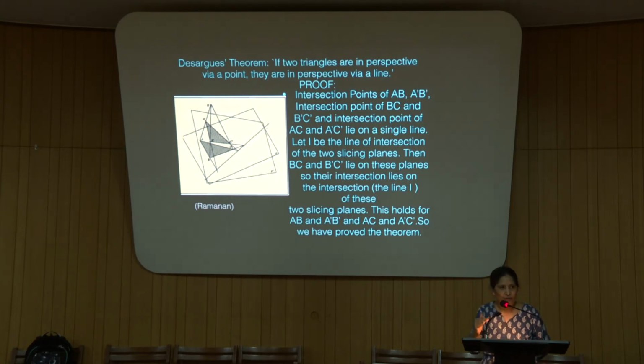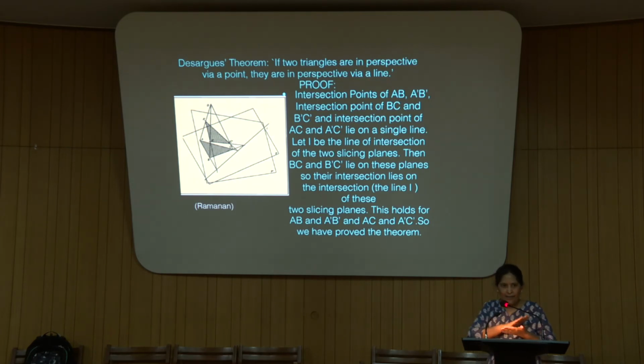Actually, the statement of Desargues' theorem can be rephrased in the following manner. If you have two triangles which are in perspective with respect to a point O, consider extending the corresponding edges of the triangles, and then you get intersection points, right? You'll get 3 intersection points. So the claim is that these 3 intersection points lie on a single straight line. So how does one prove it?